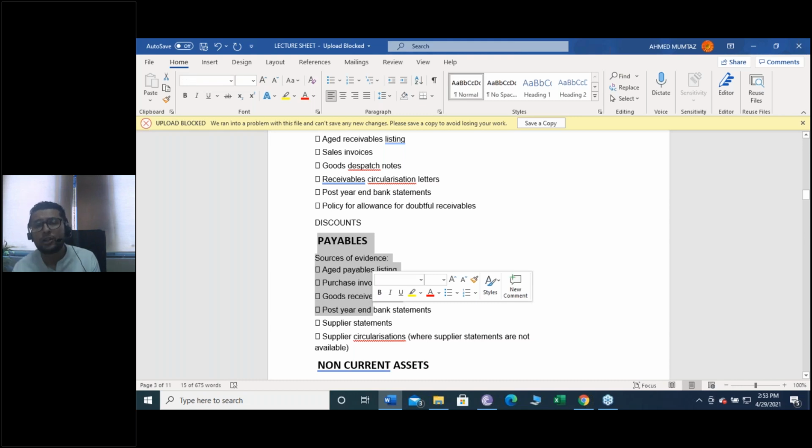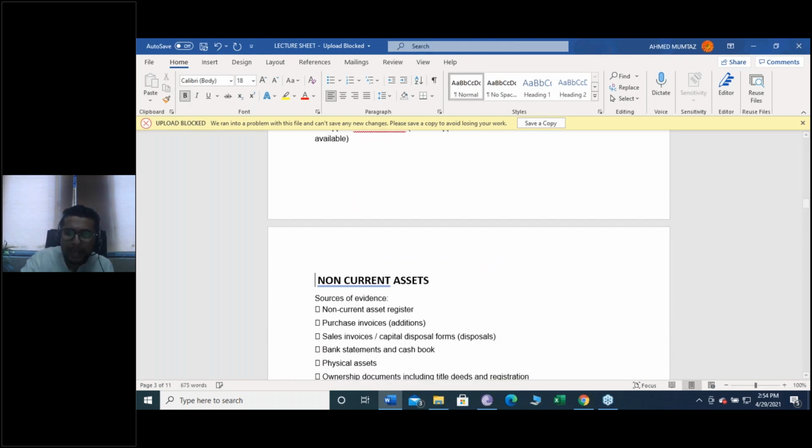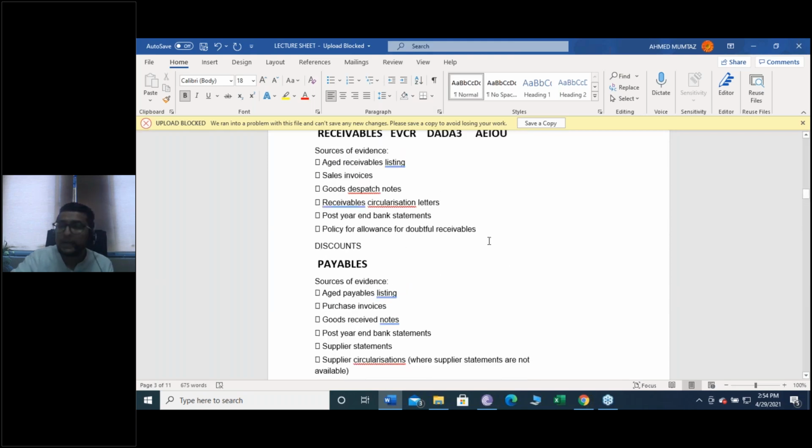Don't overrate yourself. Don't create pressure on yourself. Whether you will be able to create procedures regarding payables or non-current assets, no, you won't be able to. It will take time. It's not that simple, but it's not that complicated as well. You need to have patience.